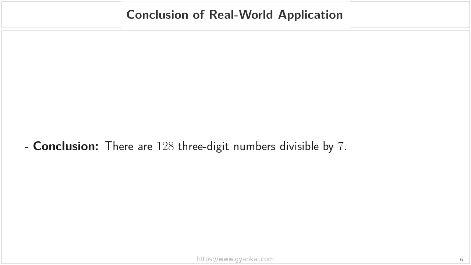Conclusion of real-world application. So, to wrap up our worked example, we have reached our final conclusion. By applying the formula and solving for n, we have determined that there are exactly 128 three-digit numbers that are divisible by 7. Now, before we move on, I want to pause here and highlight some common pitfalls you might encounter when solving similar problems, so you can ensure your calculations remain accurate.